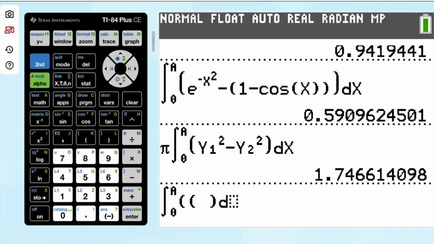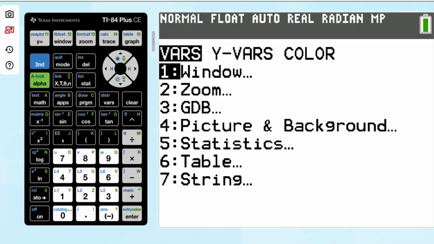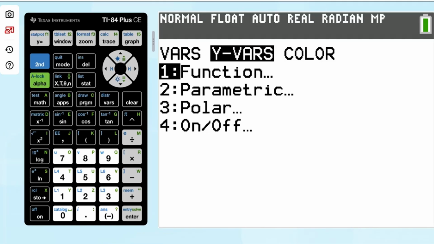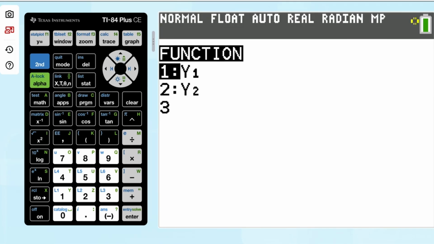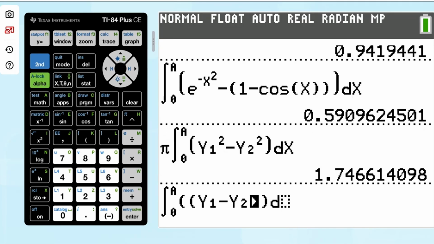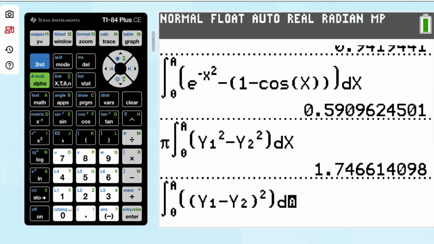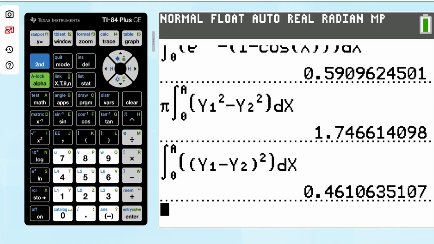I'm going to put it in parentheses. Y1, so VARS, second column, option 1, and then minus, and then the same thing, VARS to get that other function, second column, and option number 2 down there. Close your parentheses and square it. Put your dx, and you end up getting 0.461.